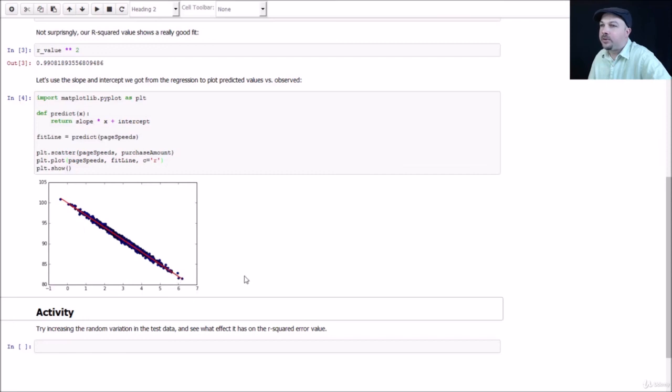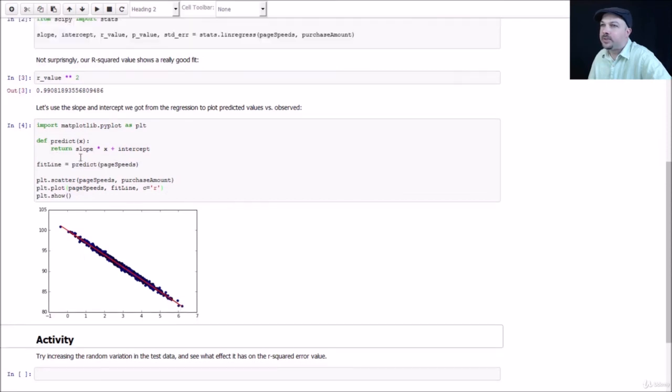And all you need to predict new values is this predict function. So given a new, previously unseen page speed, we could predict the amount spent just using the slope times the page speed plus the intercept. That's all there is to it.